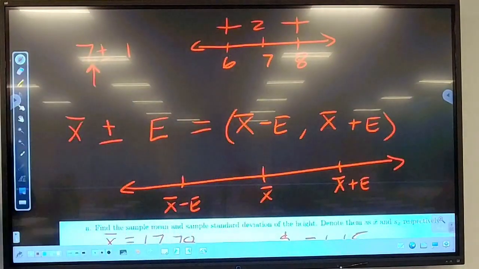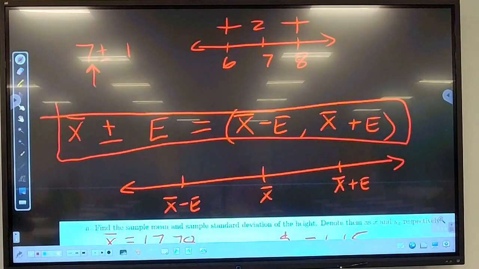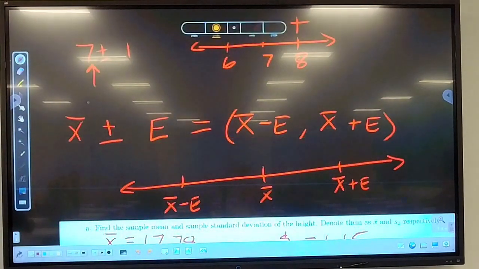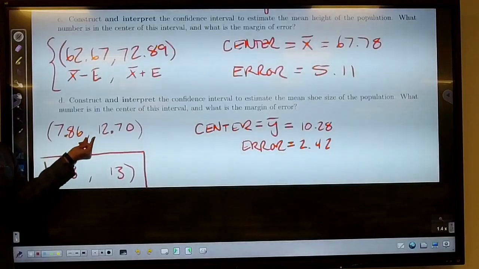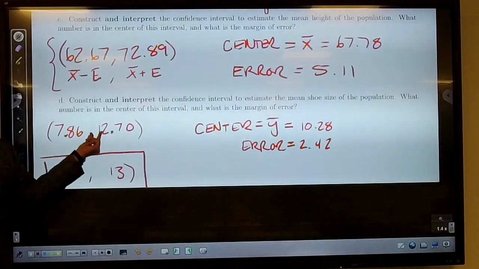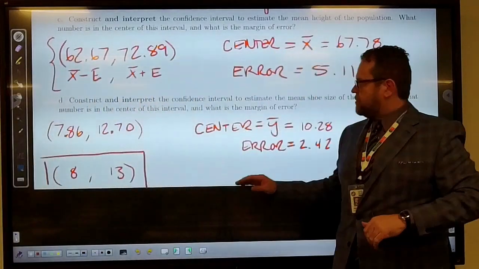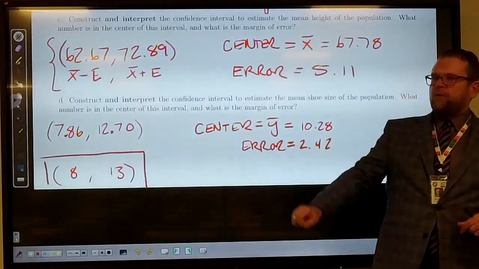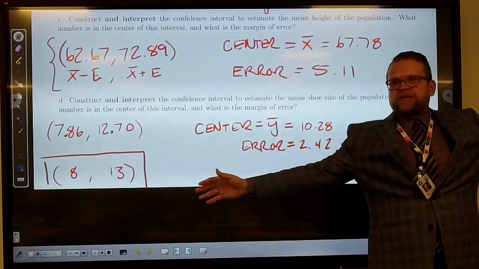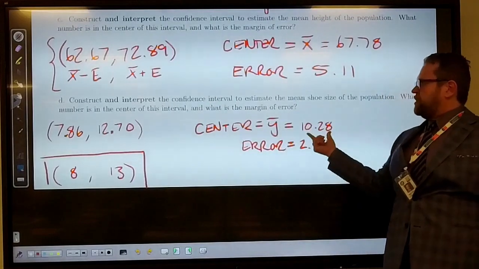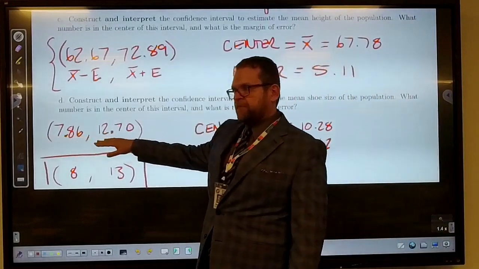Then, when we build the confidence interval, this is how we do it. X bar plus or minus the error. You went to the middle, and you scooted over to the left by some amount. You scooted over to the right by some amount. In this case, I went over to 10.28, and I say, go that way, 2.42, go that way, 2.42, and it makes a symmetric interval around 10.28. That's this thing. Got it?